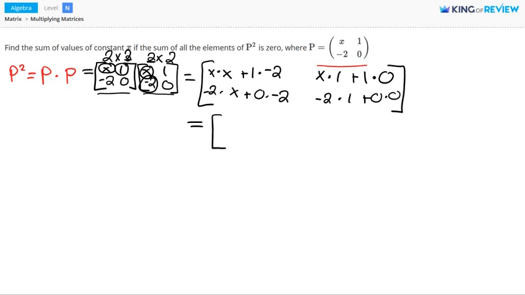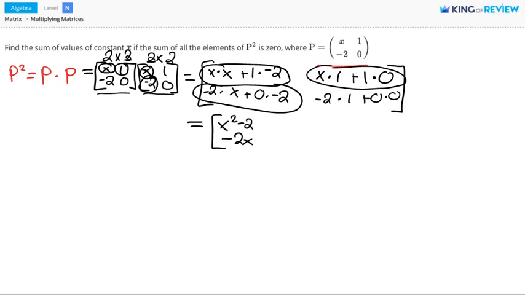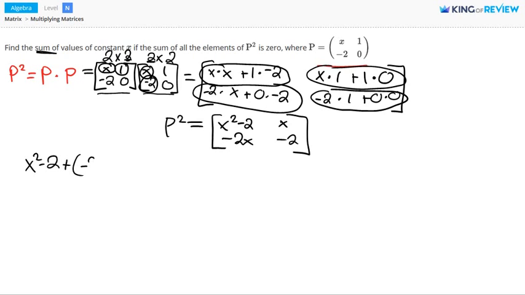This first entry is going to become x squared minus 2. The next entry here will be negative 2x. This entry is x, and our last entry can be simplified to negative 2. So this represents P squared. Now let's find the sum of all of these entries. So we have x squared minus 2 plus a negative 2x plus x plus a negative 2. So this is the sum.